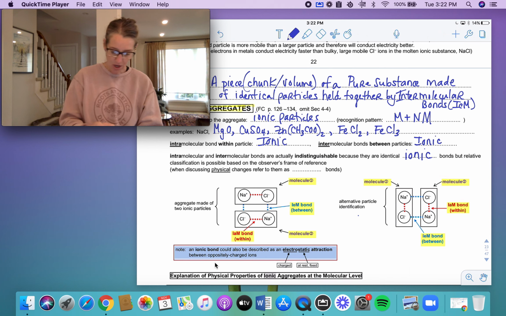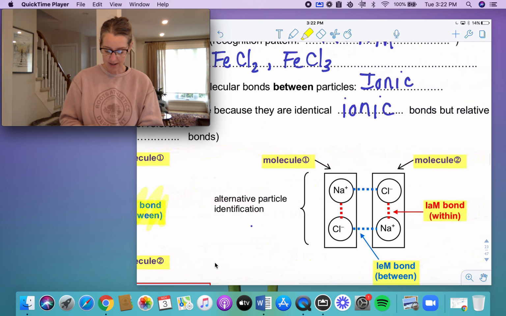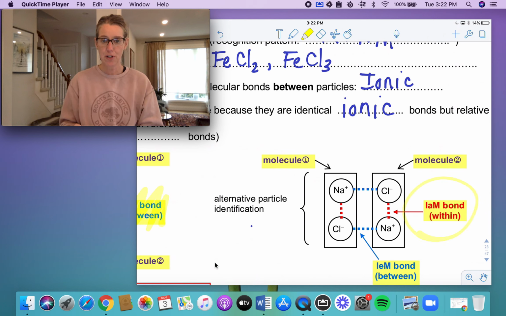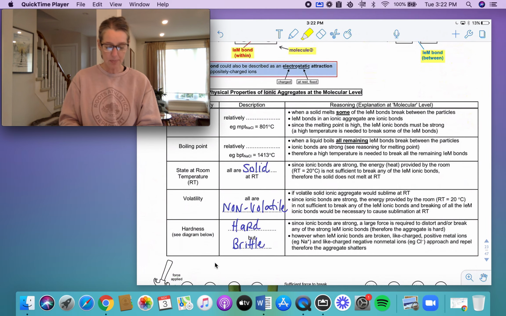And we use these all the time, so please use the short form IAM for one between the particles. Can you see that? And then IEM when you're referring to within the particle. Again, it's ionic no matter which way you look at it. Okay? All right, now let's explain the physical properties.